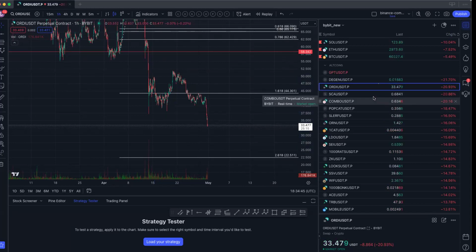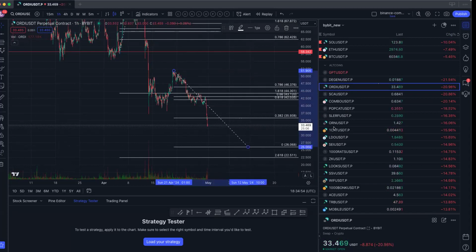Okay, it will reach 61.8, then we will go for short again. Yes, of course, it's a downtrend, right? Similarly, for the uptrend, you go for the long.